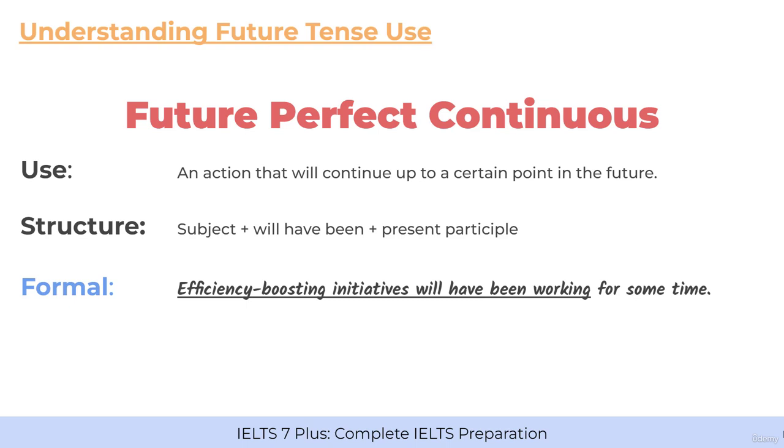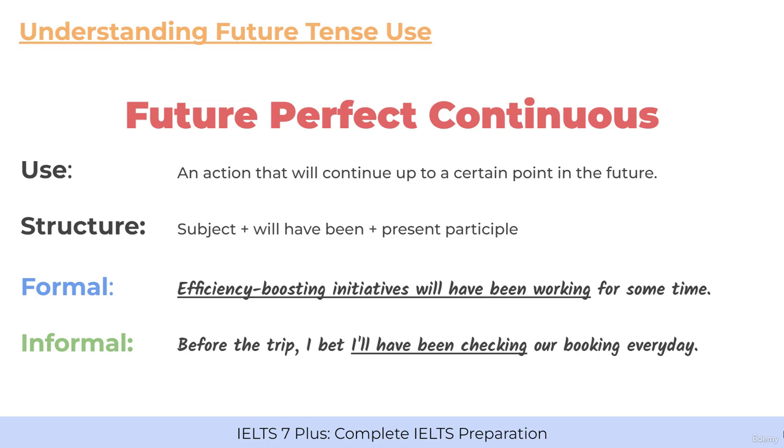Efficiency boosting initiatives, so they're going to start sometime in the future, but they'll have been working for some time up until a second point in the future. Subject, efficiency boosting initiatives, plus will have been, plus present participle, verb plus ing, will have been working. And our informal example: before the trip, I bet I'll have been checking our booking every day. Maybe this person's worried about something they've booked for a trip and they're telling their friends about it. I will have been, I'll have been checking. Checking, present participle of check.